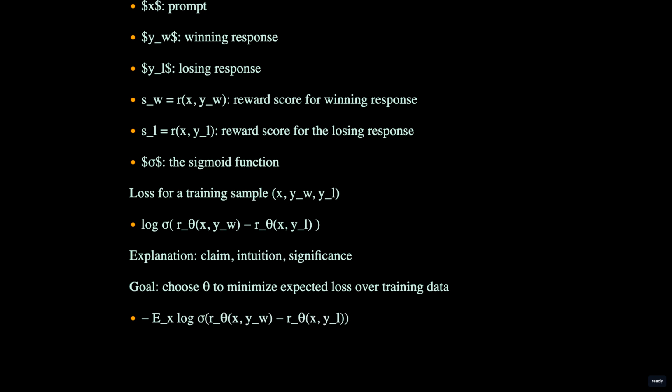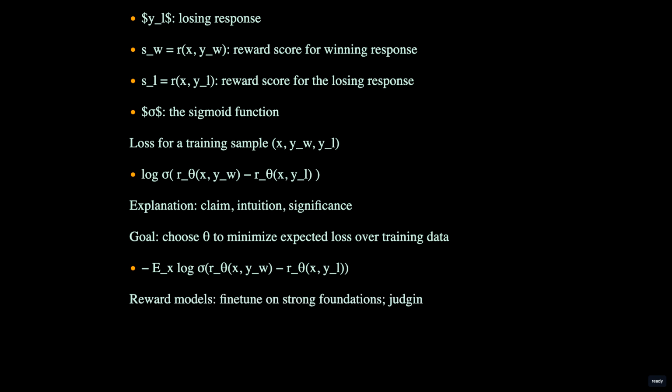This is the expected log sigmoid of the score difference between a preferred response y_w and a less preferred response y_l. It matters because maximizing this term pushes the model to give higher scores to better outputs, effectively teaching a margin between preferred and non-preferred responses.